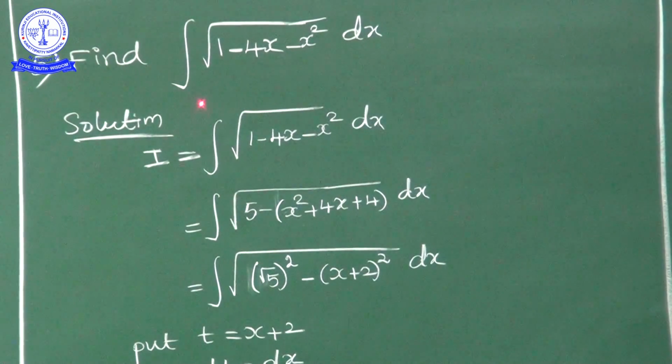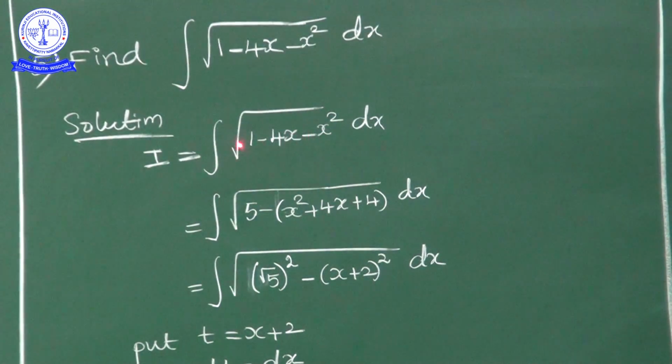Okay, find integral square root of 1 minus 4x minus x square dx. Now here what I will do, from these two terms I will take minus common. So what we get is integral square root of 1 minus of x square plus 4x. So x square plus 4x, to make it a perfect square we need 4. So what I will do is I will add 4 and subtract 4. So 1 I am writing as 5 minus 4.